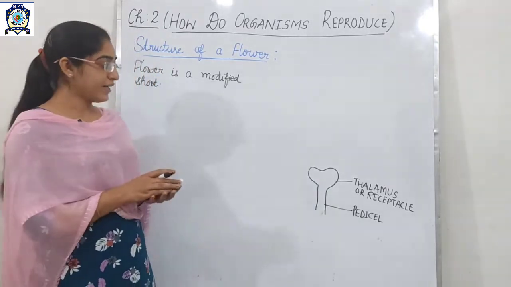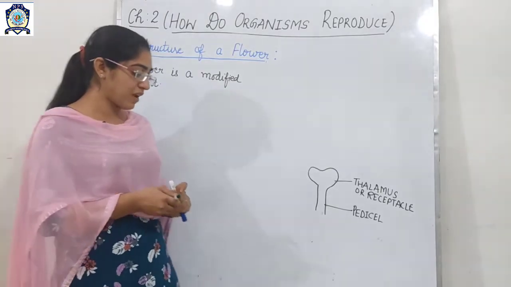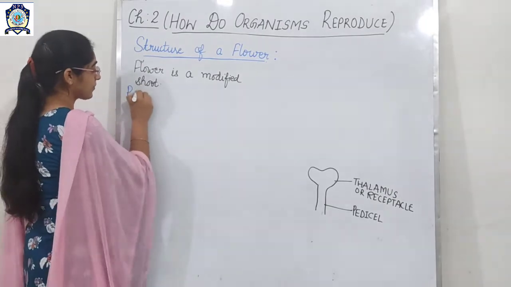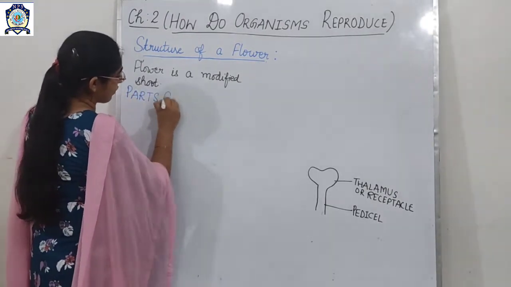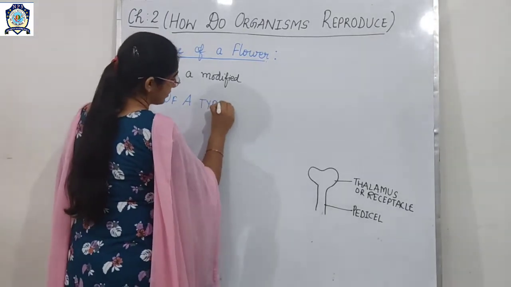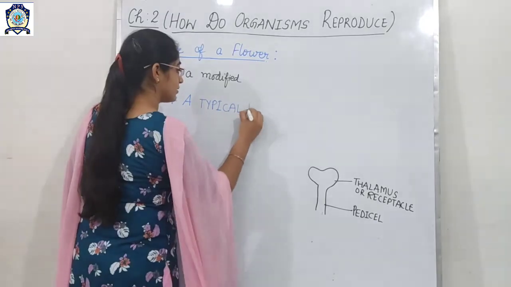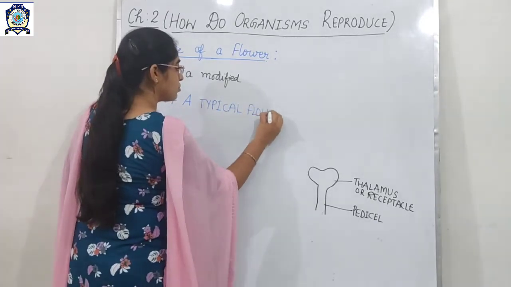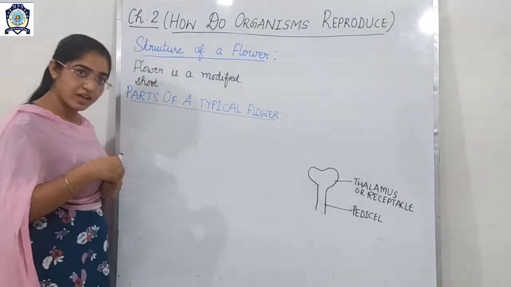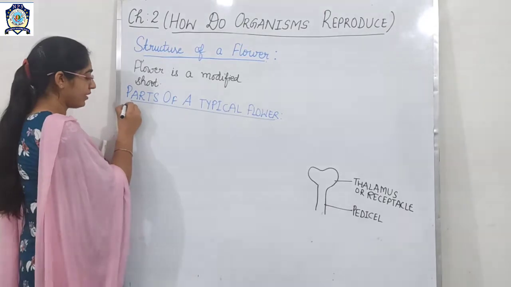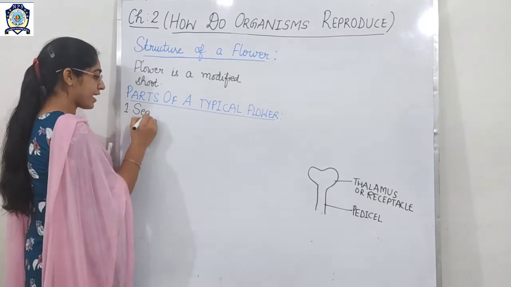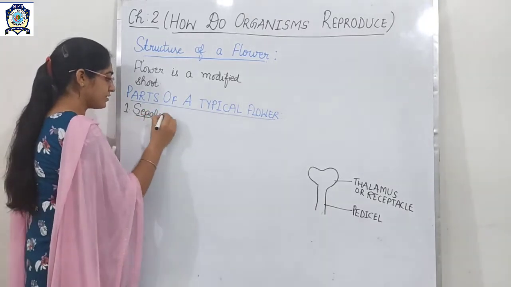And if we talk about the parts of a flower, the required parts of a typical flower, generally a flower has four main parts. What are they? One is the sepals, the first part.